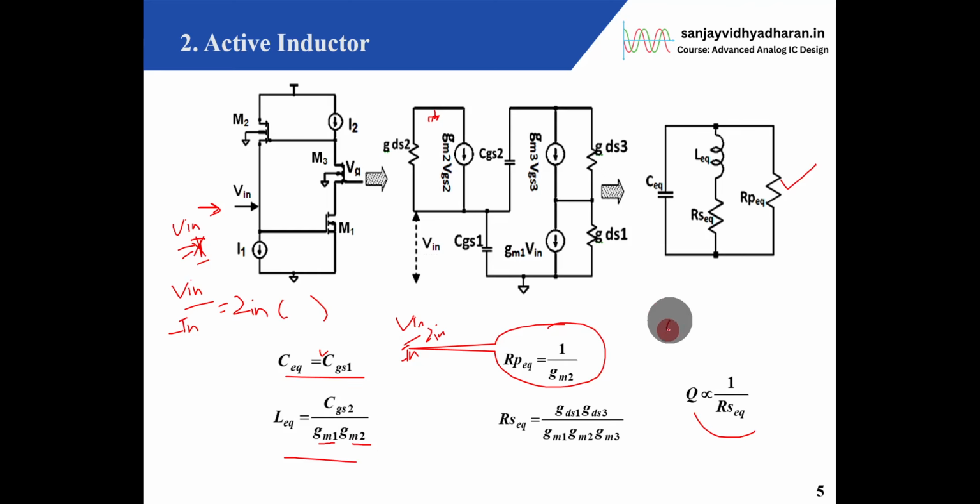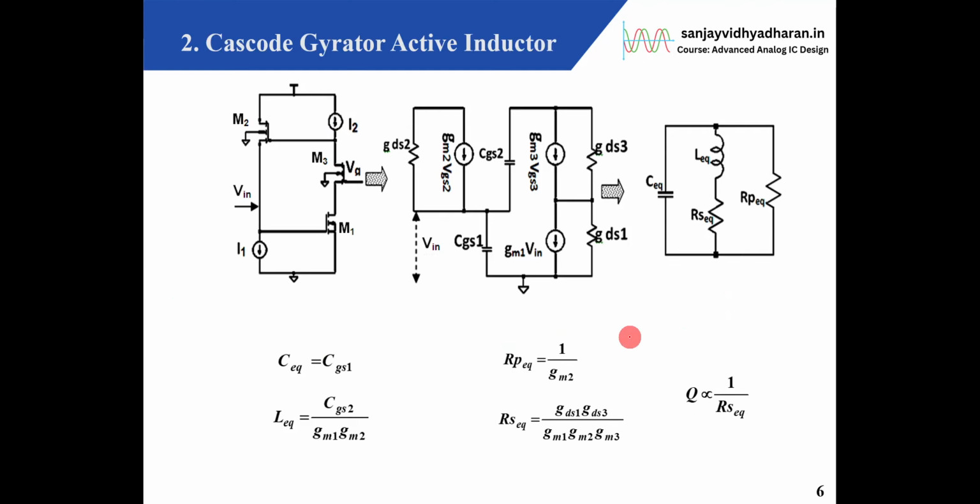We know that the tuning frequency is given by 1 by root LC. C gets fixed by the MOS capacitance, whatever transistor we use. So C gets fixed, and L is a function of GM1 and GM2. So by changing the currents I1 and I2, I can tune the circuit to various resonant frequencies.